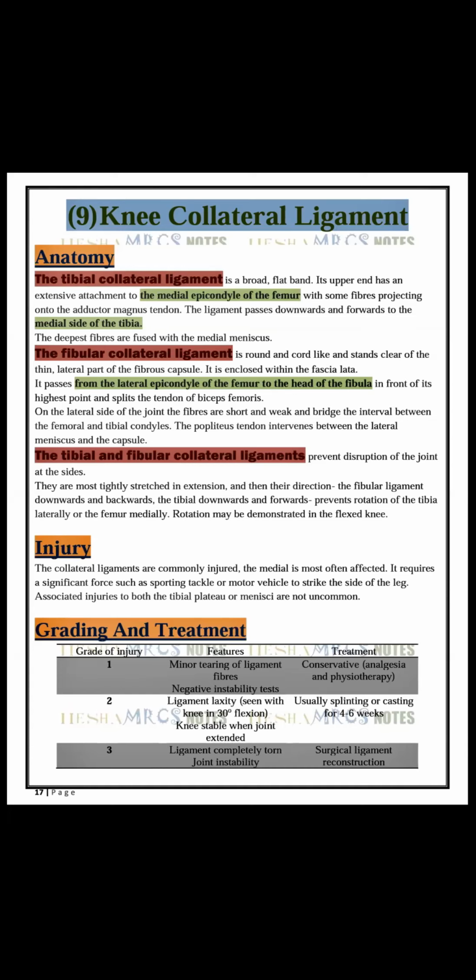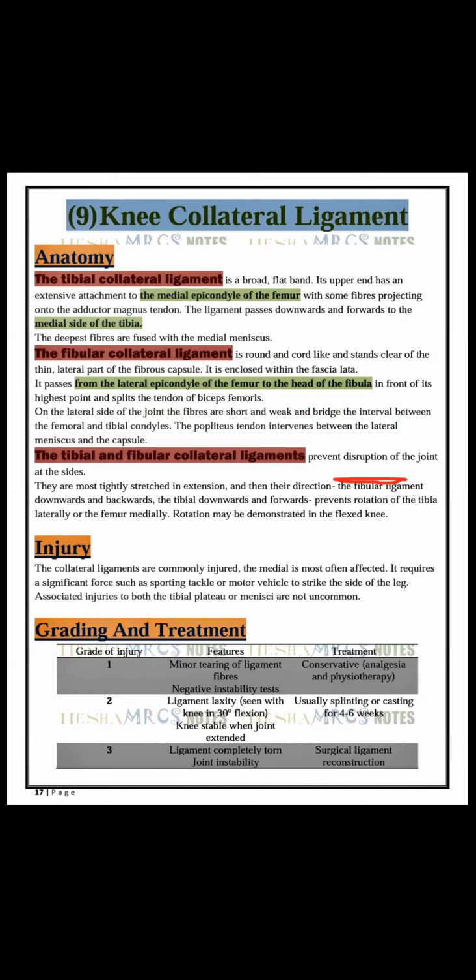Medial and lateral collateral. The medial is called the tibial collateral ligament, which runs anatomically from the medial condyle of the femur to the medial aspect of the tibia. The lateral collateral ligament, or fibular collateral ligament, runs from the lateral condyle of the femur to the head of the fibula. Both of them play an important role in preventing disruption of the joint on both sides.